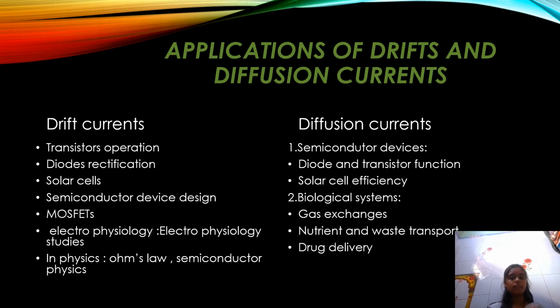Next, drug delivery. Diffusion principles are used in developing controlled release drug delivery systems, where drugs are released gradually through diffusion across a membrane. We are very well aware that drug delivery is due to diffusion. Next, osmosis. Diffusion currents are involved in the movement of water across cell membranes, a process known as osmosis.